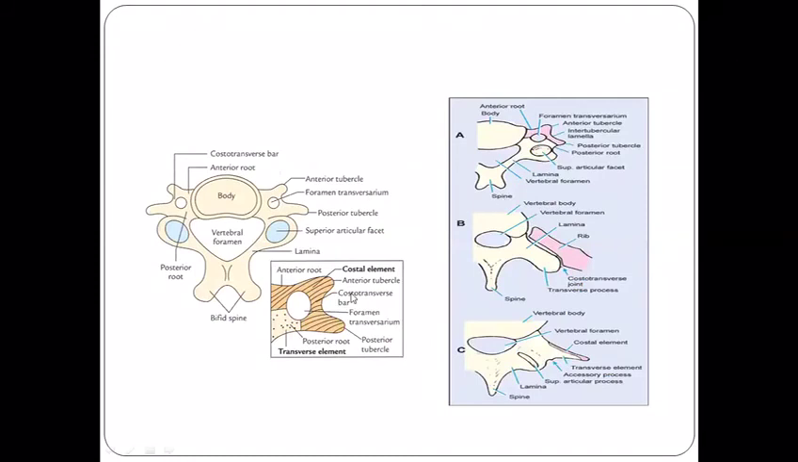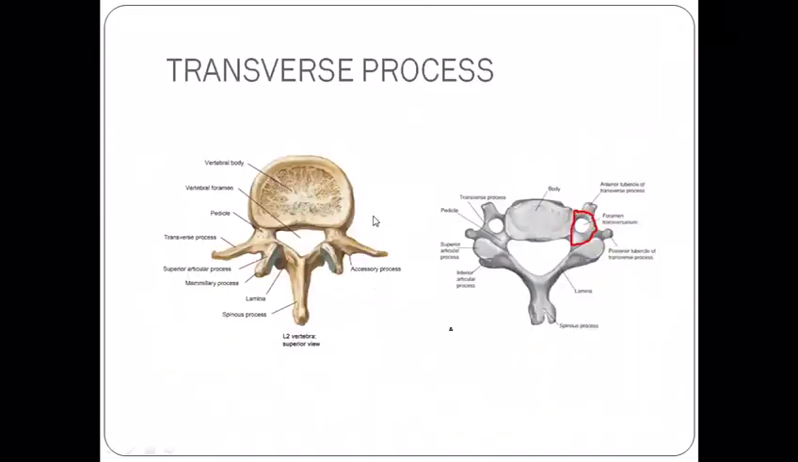Developmentally, we have two elements, a costal element and a true transverse element. In the cervical vertebra, the anterior root, anterior tubercle, costotransverse bar, and posterior tubercle form the costal element, and the posterior root alone forms the true transverse element. So there are two elements for the transverse process, the costal element and the true transverse element. That's all about the features of the transverse process of the cervical vertebra.